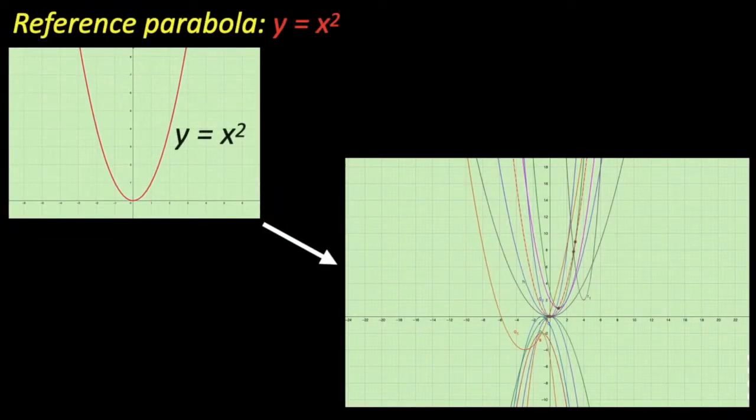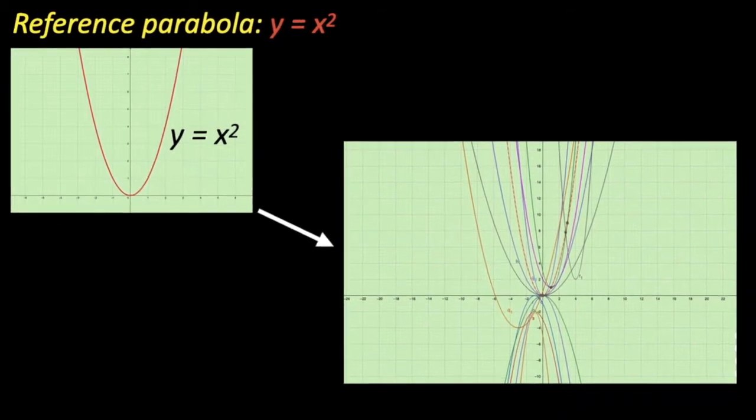It turns out that all parabolas are derived from this reference parabola. They start out as y equals x squared, and then the vertex gets moved, the width or the shape gets changed, it gets flipped upside or down, and it changes into one of the parabolas that you see on the right-hand side of your screen.